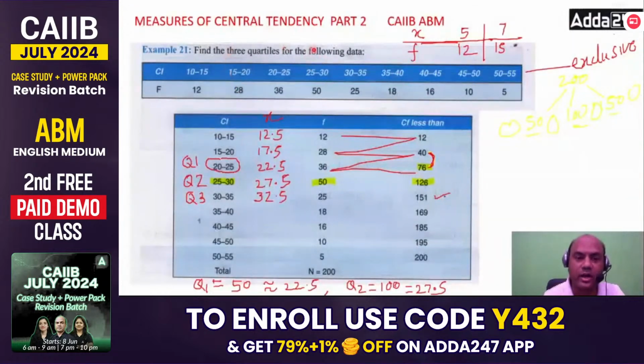See this. Find the 3 quartiles. 10 to 15, 15 to 20. All these are given. Same problem. Is this a continuous data? Is this exclusive or inclusive? 15, 15 matching, 20, 20 matching, exclusive. So you can carry on. If this was not matching, you would have done this exclusive first.